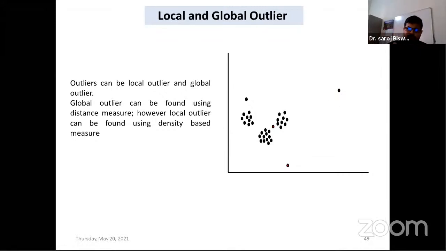But try to understand, we can have certain kinds of local outliers. For example, here we have one of the data points. So this data point, if you see it initially, you cannot think that it can be an outlier.